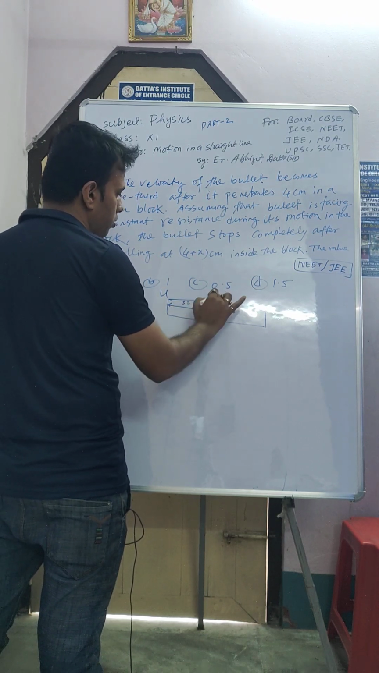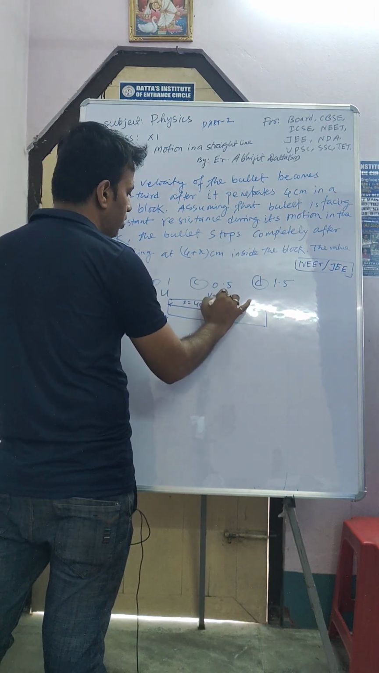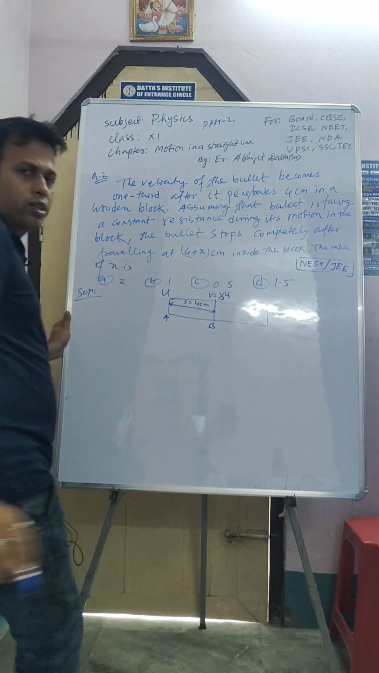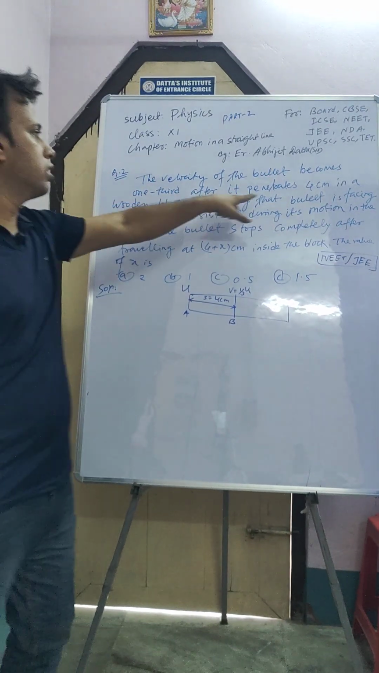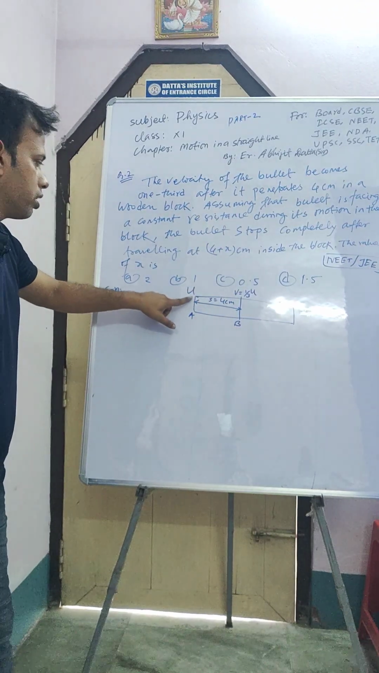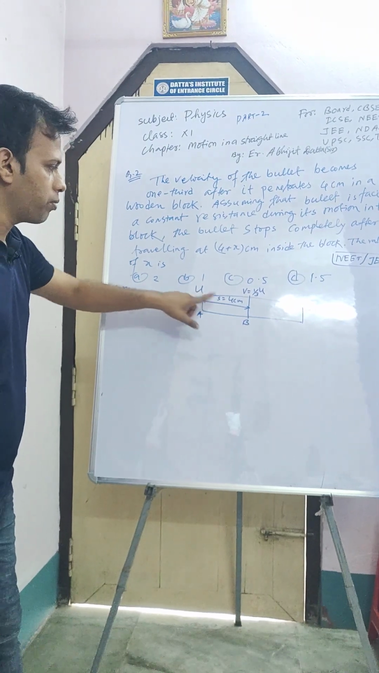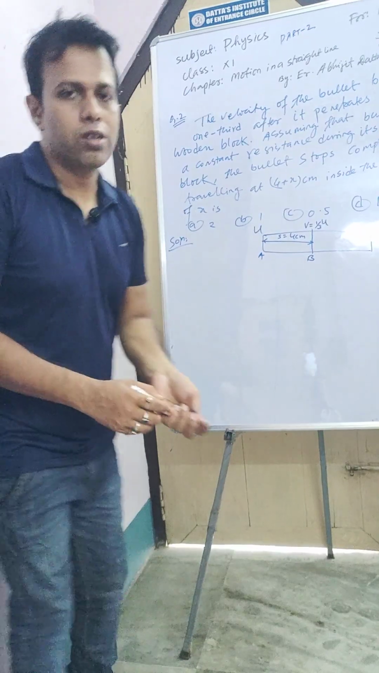The velocity here, v, will be what? Suppose this one is position A, this one is position B. It is 1/3 of u. Got my point? In the question, the velocity of the bullet becomes 1/3 after penetrating 4 cm in the wooden block. So this one is the wooden block, the initial velocity is u, and after penetrating 4 cm, its velocity becomes 1/3 of the initial velocity. Got my point?